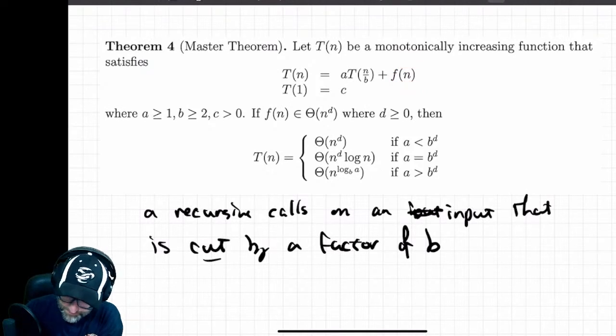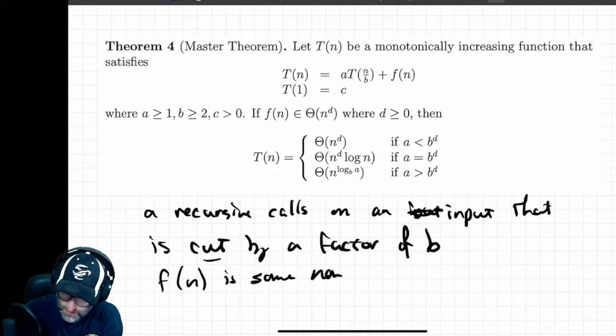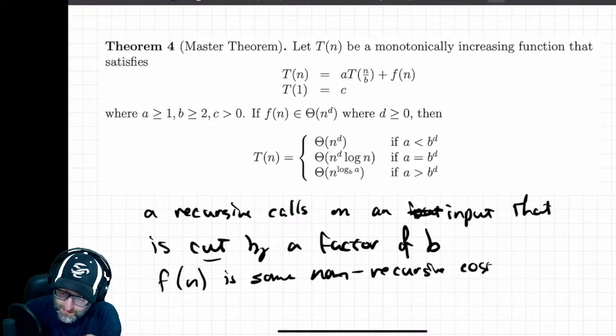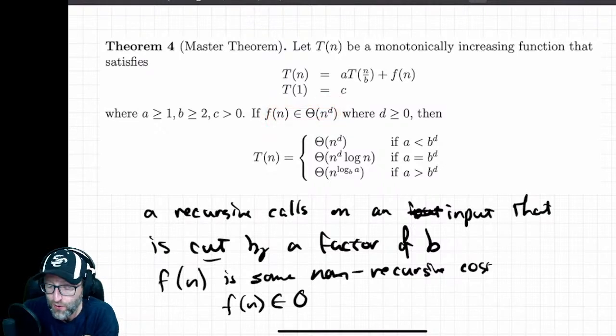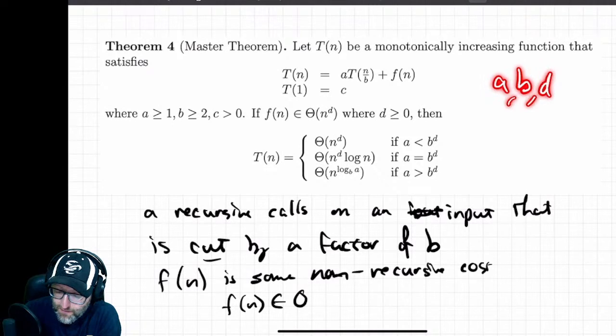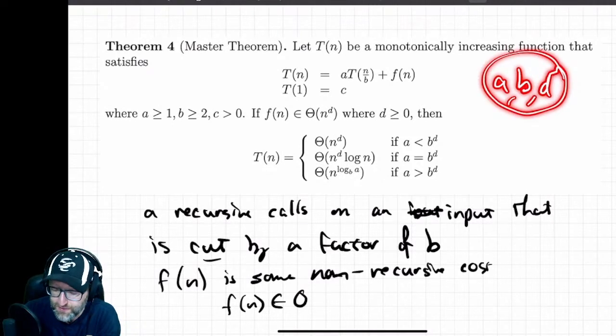So f of n is some non-recursive cost. Once f of n is some order, it's right here. F of n is some order, is bounded by a polynomial of degree d. Then that gives you a, b, and d. And all you have to do with those 3 values is plug and chug.